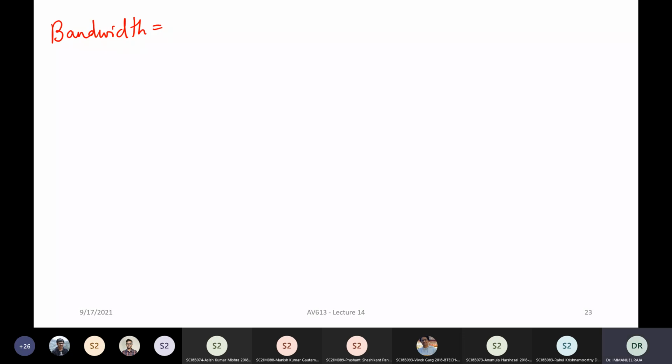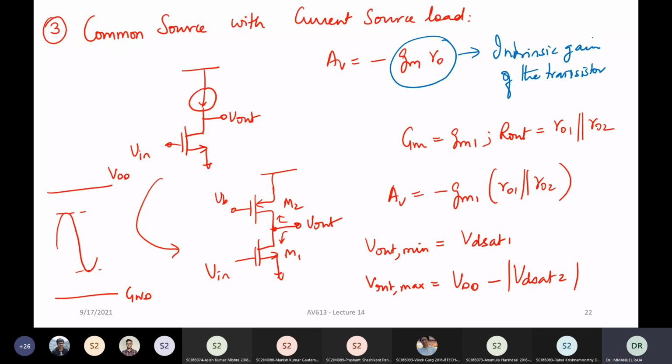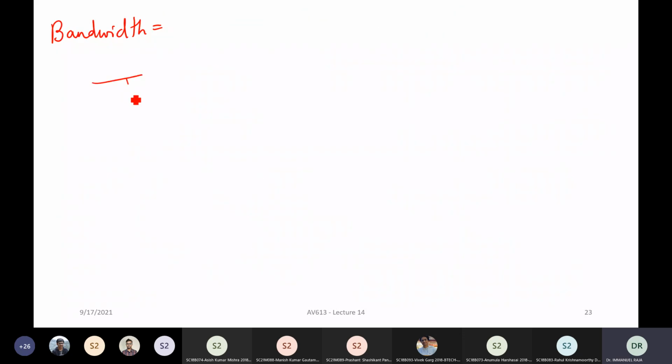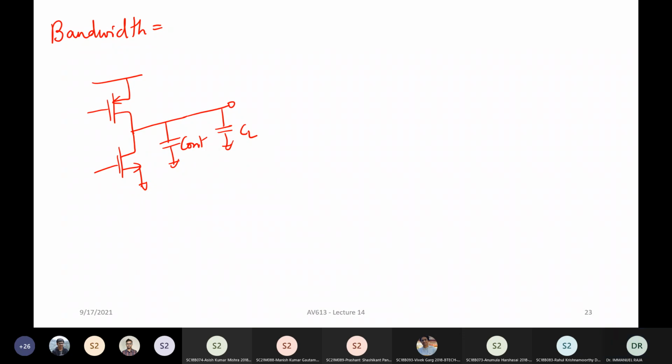What is the bandwidth of this particular circuit? Let's say this is, I'll redraw the circuit here. You'll have some C out, and let's say you also have some load capacitance CL. Now what is your bandwidth here? 1 by 2 pi R out times (C out plus CL). Correct. This is your bandwidth.